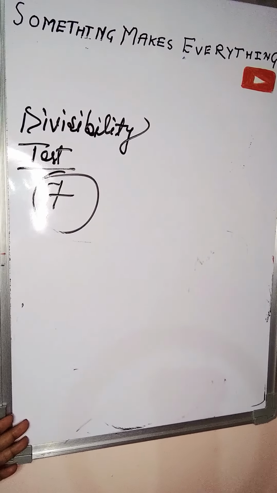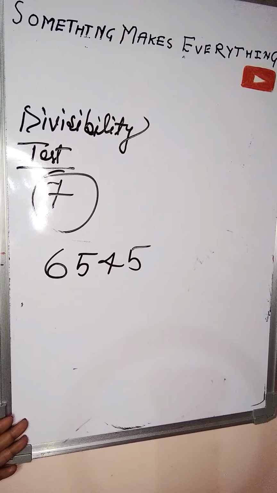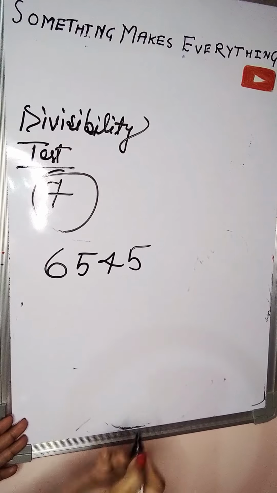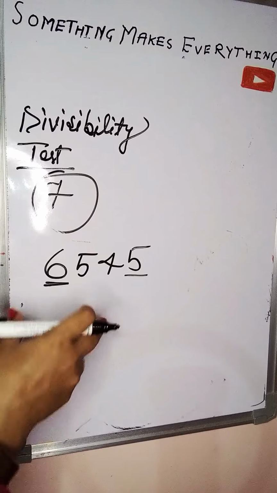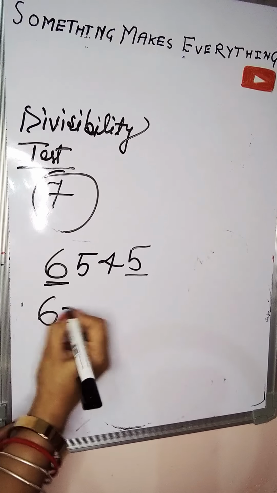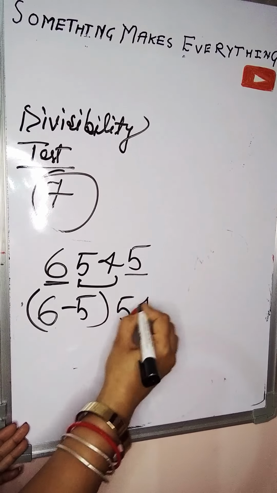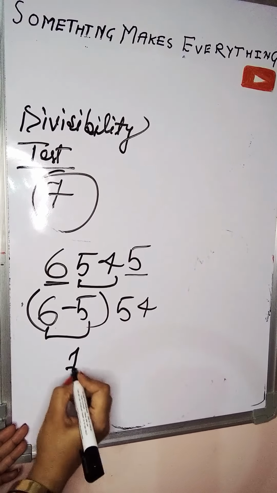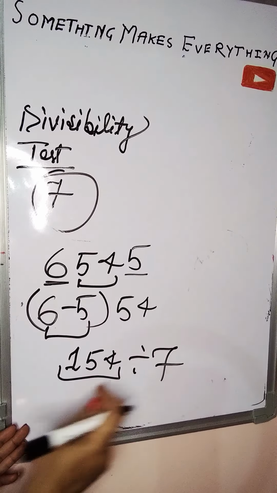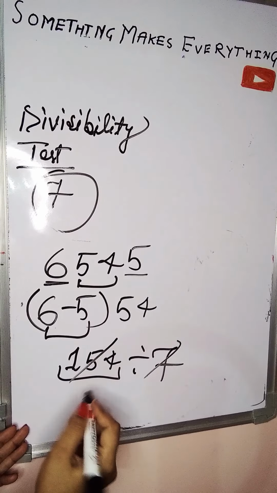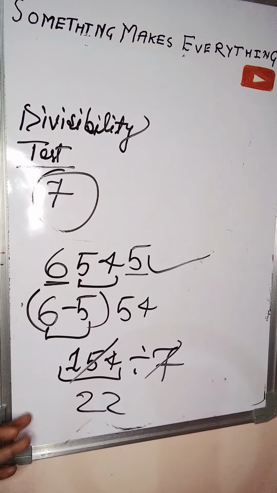Suppose I have this number. So what you are going to do, you will just take the units place and the thousands place, because this is a 4 digit number. So 6 minus 5 is 1, and 54 as it is. What is the difference? 154. Is this 154 completely divisible by 7 or not? Yes. So this whole number will be satisfying this test here.